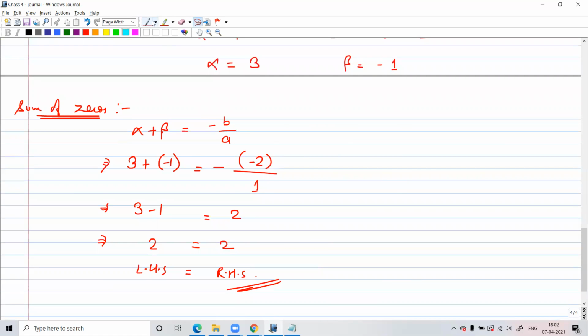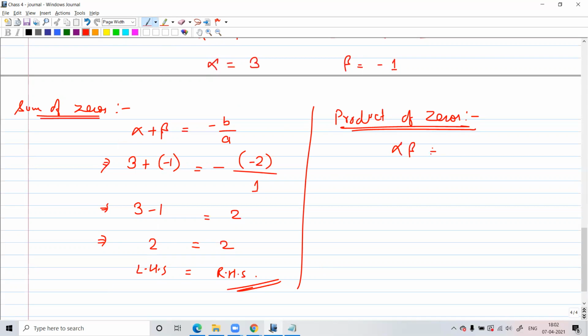Okay. Let's do it on the same page. So product of zeros. What should be the formula? Anyone remembers? C by A. Very good. C by A. So what should I write here? Three into minus 1. In place of alpha, we'll write 3. Very good. And in place of beta, we will write minus 1. So 3 into minus 1 should be equal to C by A.